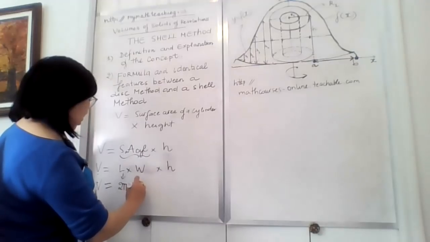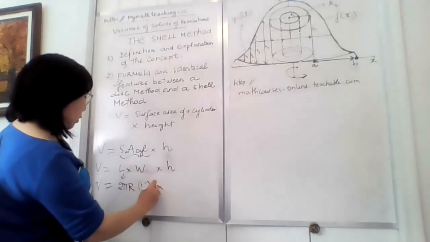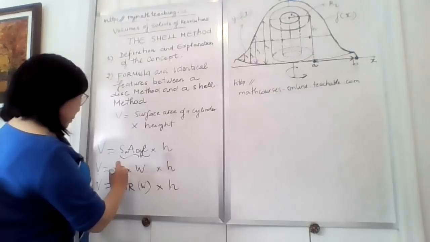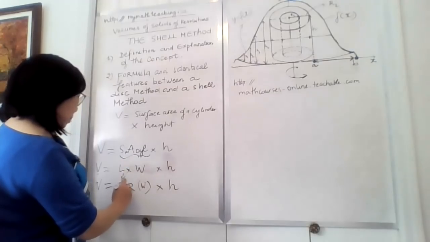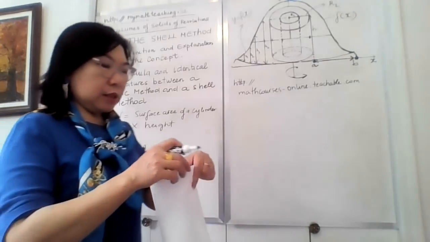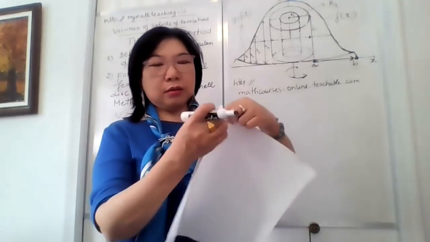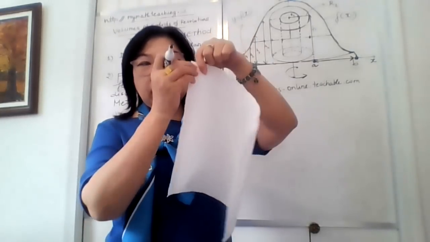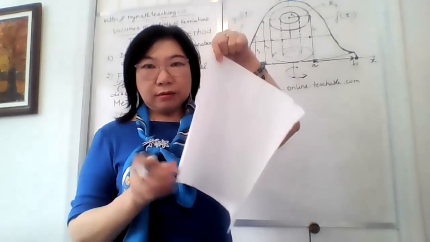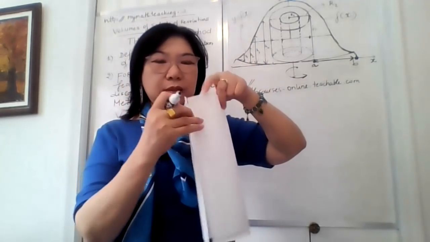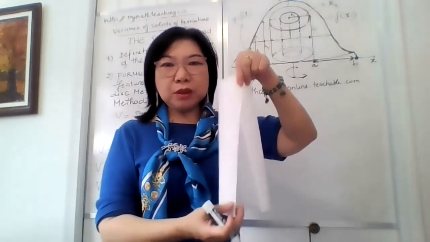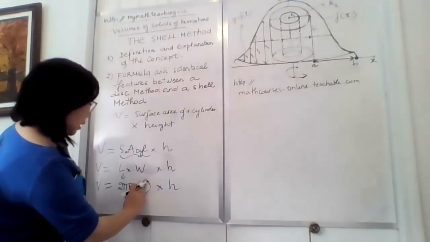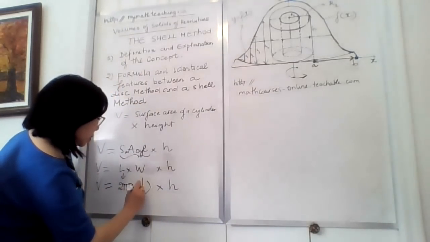times the width, right? I still have to have the width. So the length here turned out to be 2 pi r. But what about the width here? The width here is the height of the cylinder, right? The width here is the height of it. So I'm going to substitute the width by the height of the cylinder.